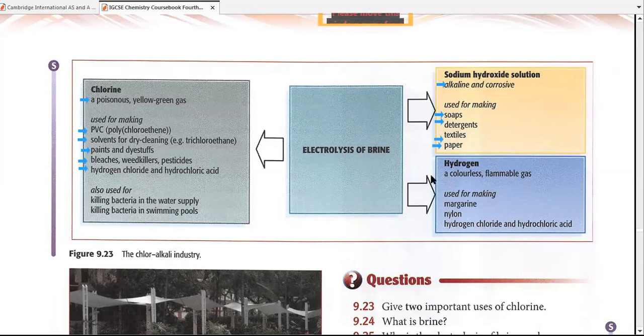Hydrogen is a colorless flammable gas. We already know about that. Hydrogen burns in air, burns very quickly, burns explosively, hence the word flammable. It's a colorless gas. We already know that.